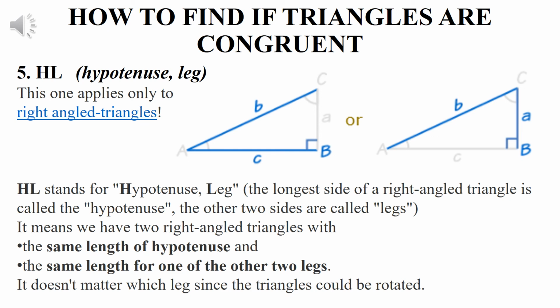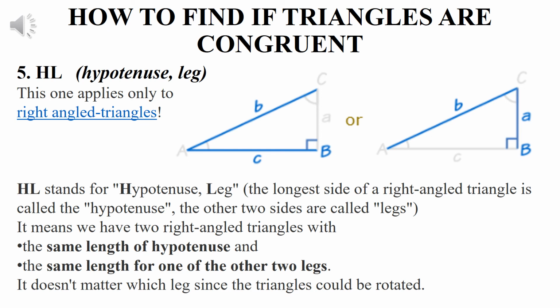5. HL or hypotenuse leg. This one applies only to right-angled triangles. HL stands for hypotenuse leg. The longest side of a right-angled triangle is called the hypotenuse. The other sides are called legs.